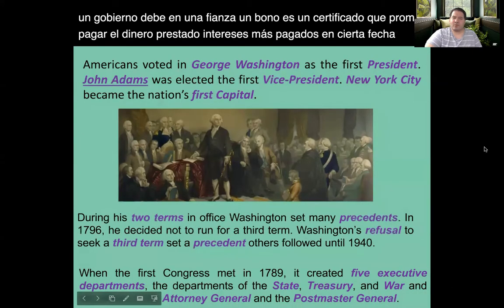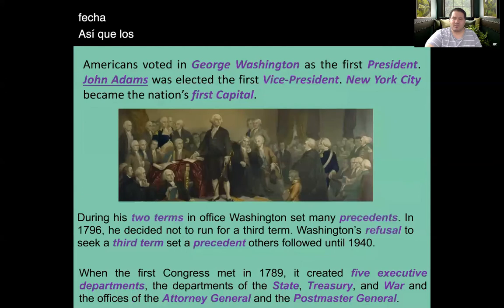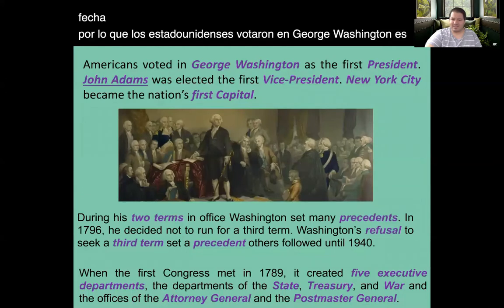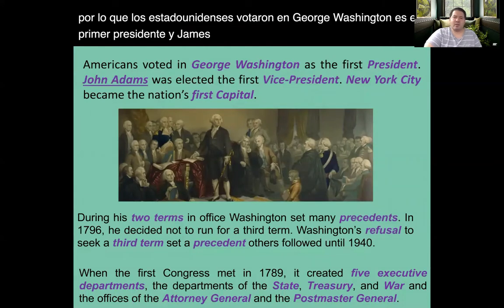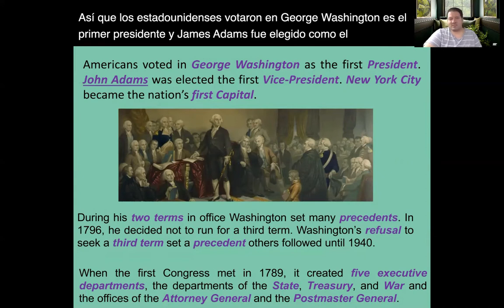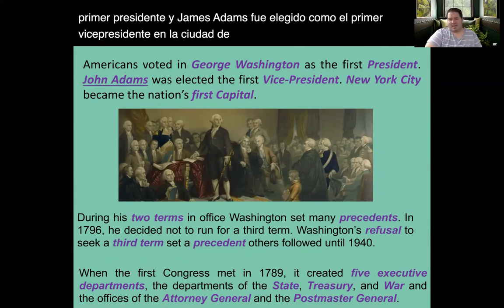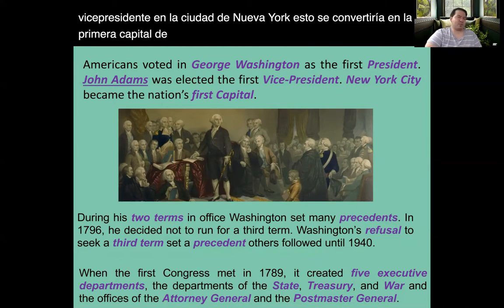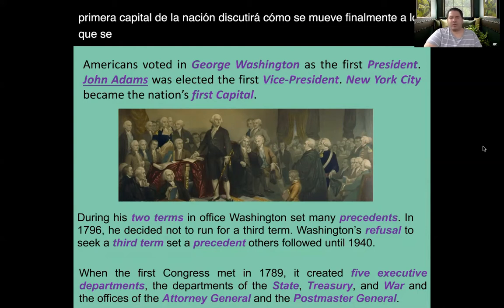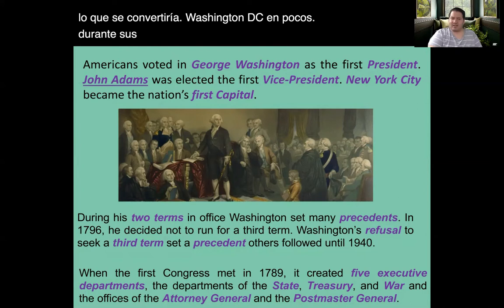So Americans voted in George Washington as the first president, and John Adams was elected as the first vice president. New York City would become the nation's first capital. We'll discuss how it moves eventually to what would become Washington, D.C. in a few. During his 2 terms in office, Washington set many precedents.